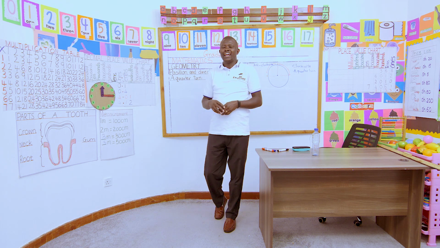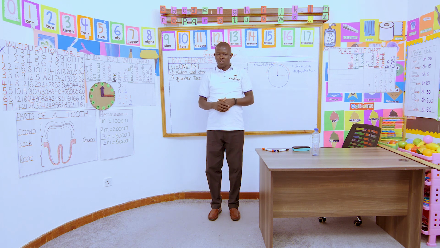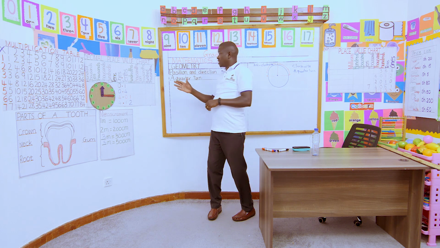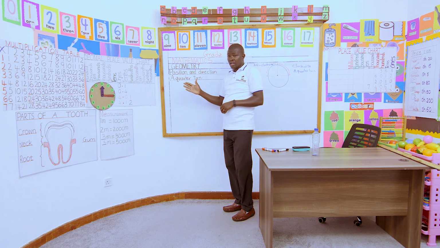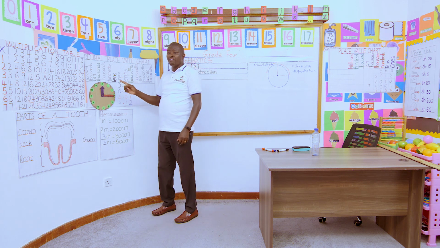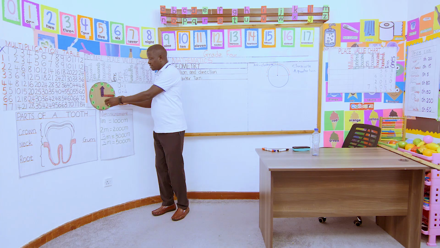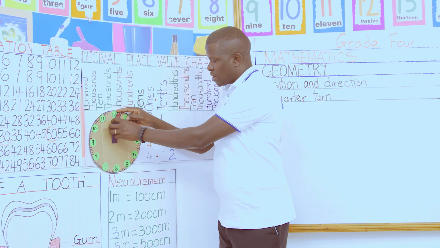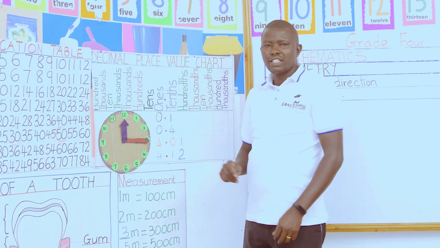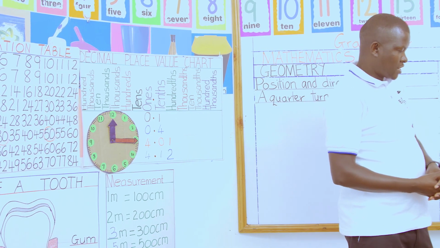A quarter turn can either be clockwise or anti-clockwise. Remember, these turns help us a lot. Kindly learners, learn them because they are very vital in our lessons. Just the turning from one point to another. That is a quarter clockwise that we have made using our clock face.